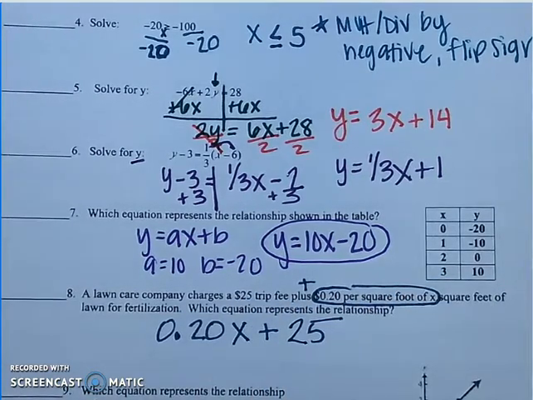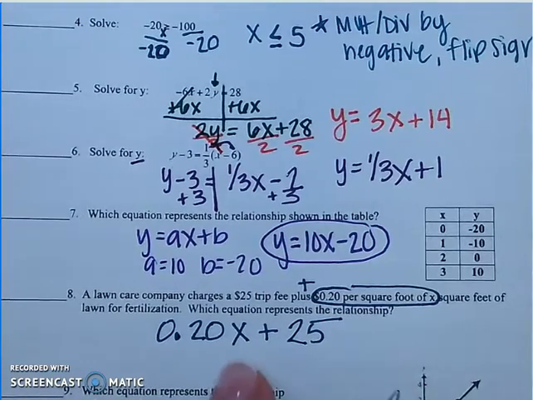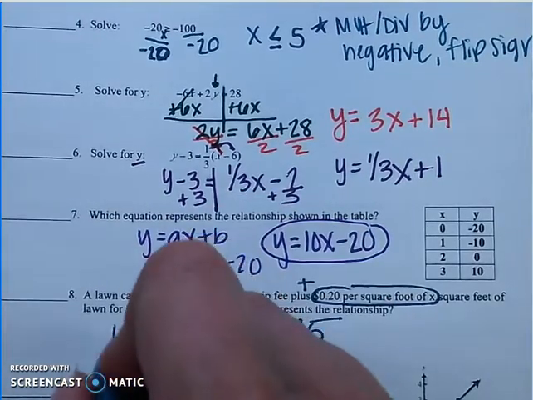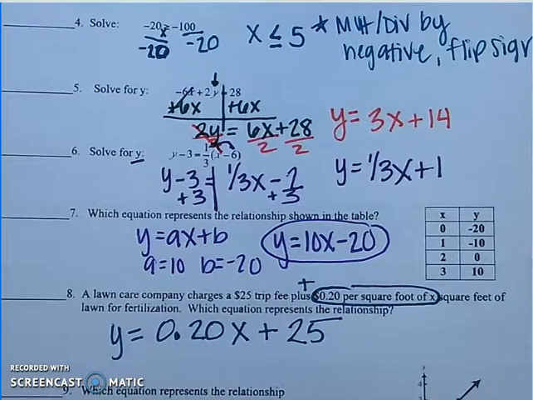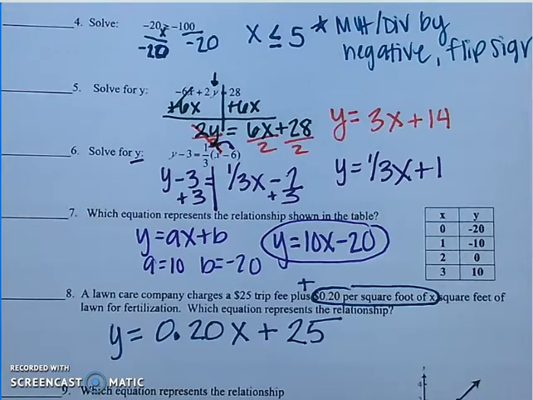I don't pay $25 every square foot. That's why it's not getting multiplied by X. And you can just put your y equals in front. Also a linear equation. So even if I ended up not getting any lawn fertilization put down, I'm still going to have to pay the $25 fee for them to come out there and assess my lawn. So I'm still having to pay that one-time fee.